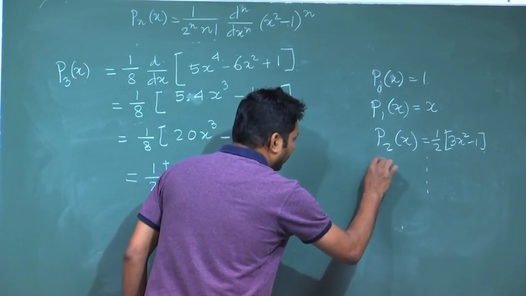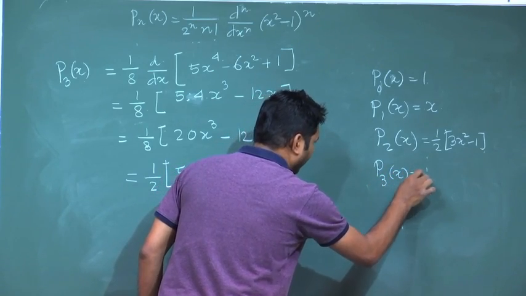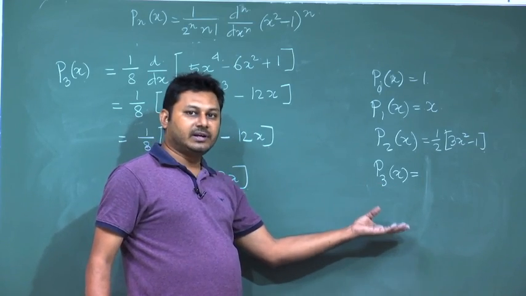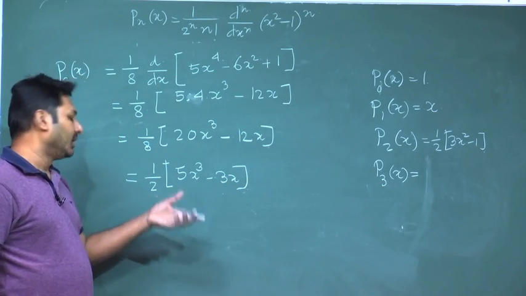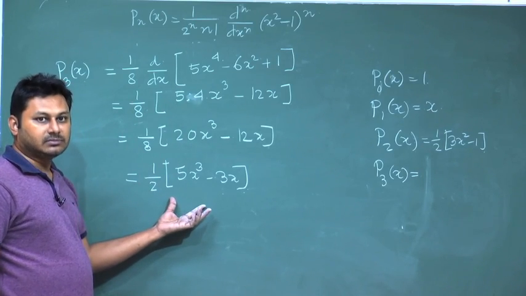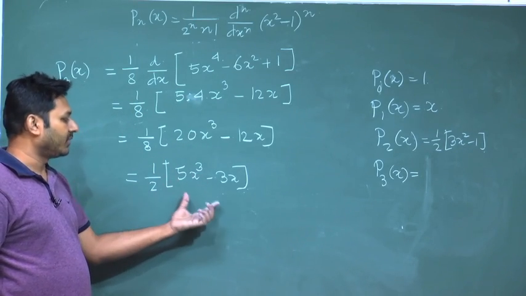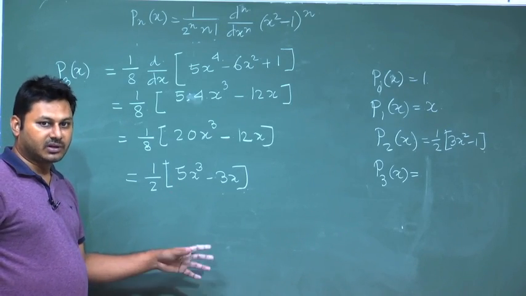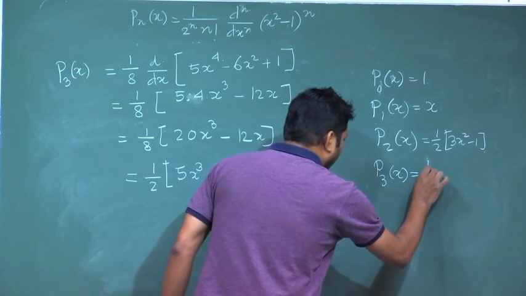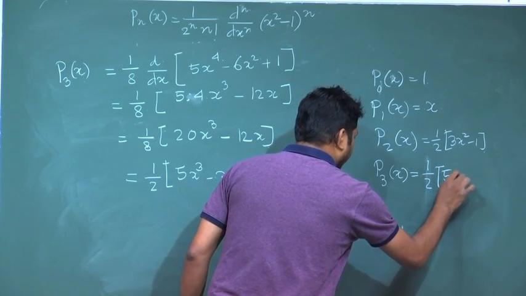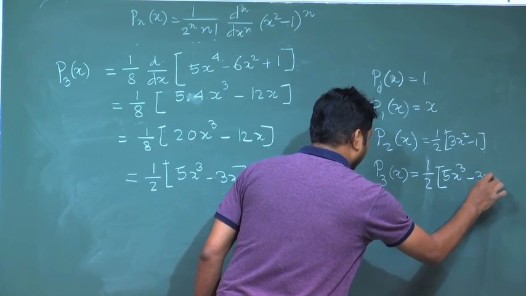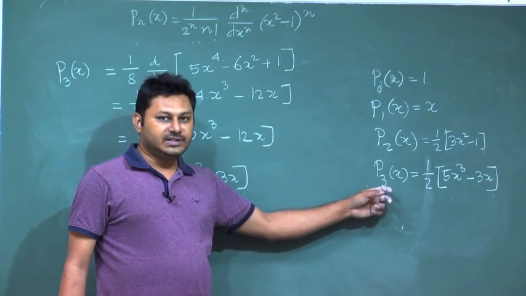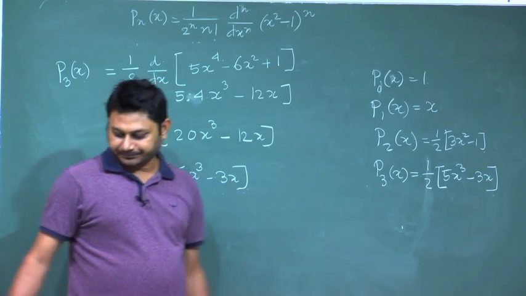If I write here somewhere P3, which I find from Rodrigues formula, up to this I remember, but after P3 and P4 it is very difficult to remember. You have already found that the process is lengthy, because you need to calculate the derivative of different orders. For P3 you need to calculate the derivative of third order. If you go to fourth order, fifth order, sixth order, it will be larger and larger. So half of 5x³ minus 3x, sorry, is my form of the Legendre polynomial of order 3.